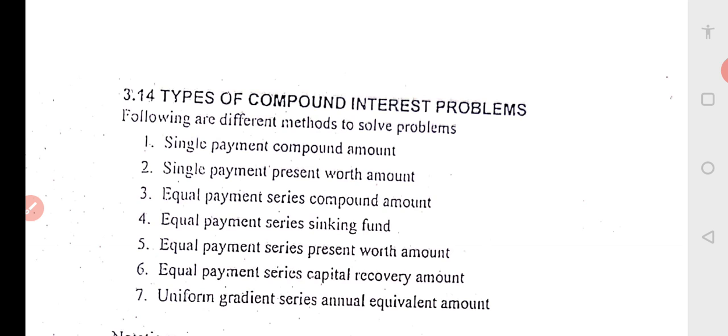Now, for understanding this, take the same earlier problem. What we said is that I am going to save 8,000 rupees per year for 6 years, and the interest rate is 18%. What should I get? We had to find the present worth, and we found it was around 28,000 rupees.